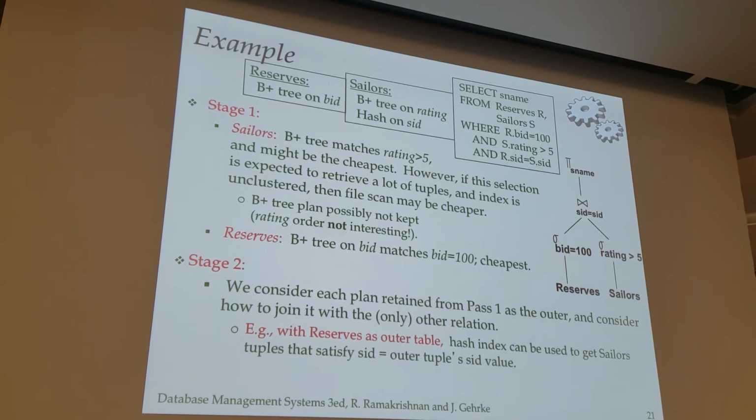Anyway, so for sailors, we kept one plan, which was the file scan. For reserves, we kept one plan, which was accessing based on the B plus tree on BID. And now what we're going to do is take each one of the plans that we had for a single table, and throw in one of the other tables. Well, there are only two tables in this query, sailors and reserves. By the way, if it were sailors joined with sailors, that would be a separate table, right? If you have multiple instances, they count as being separate.